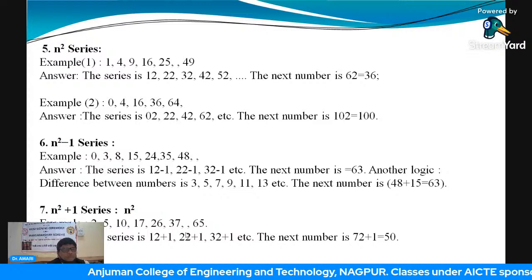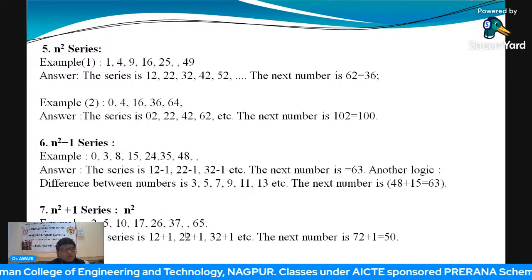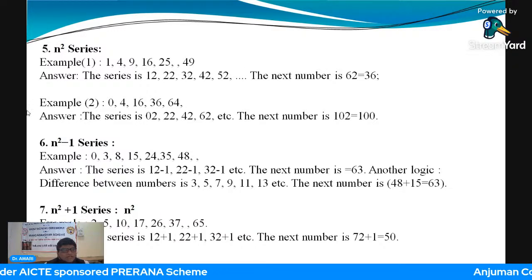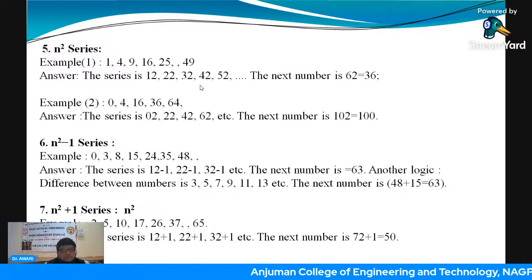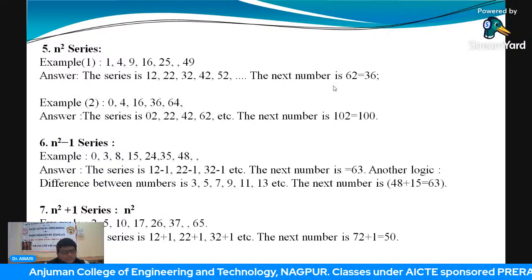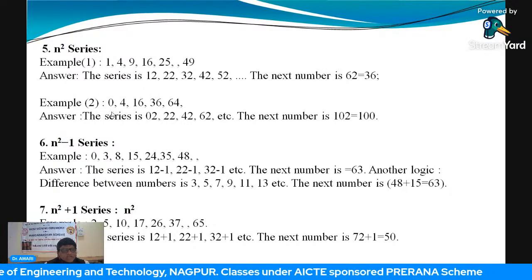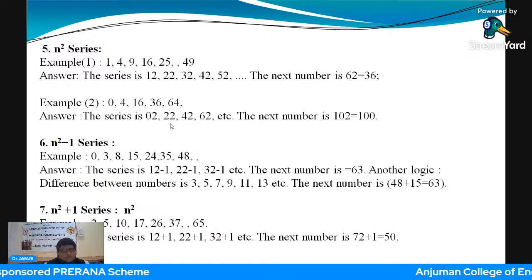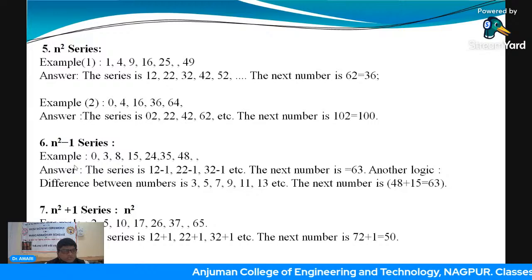Then there are n square series problems, for example 1, 4, 9, 16, 25, dash, 49. So the series is 1 square, 2 square, 3 square, 4 square, 5 square. So the next number in the series is 6 square, equal to 36. Then example 0, 4, 16, 36, 64. So the series is 0 square, 2 square, 4 square, 6 square, and the next number is 10 square, equal to 100.